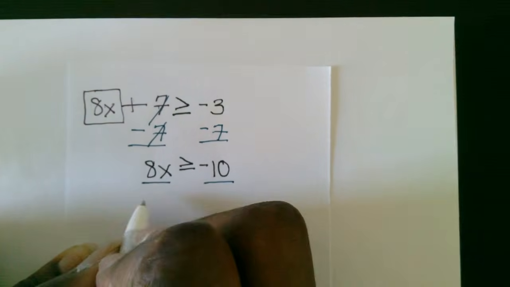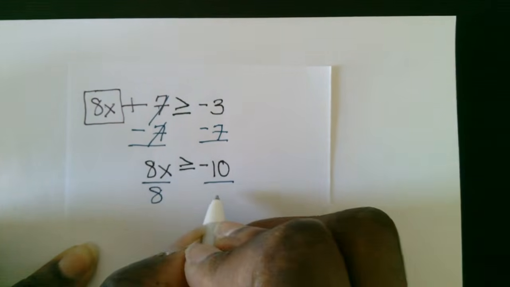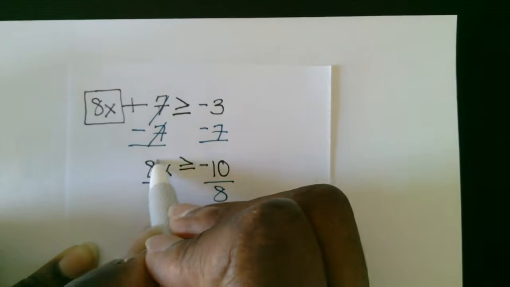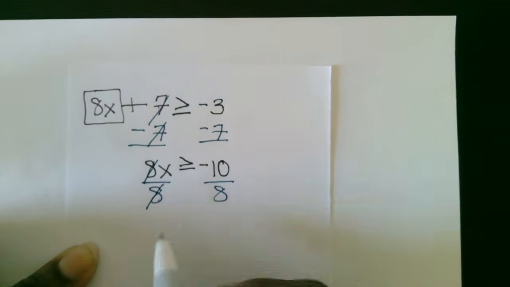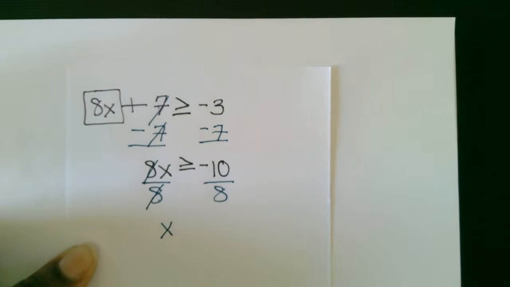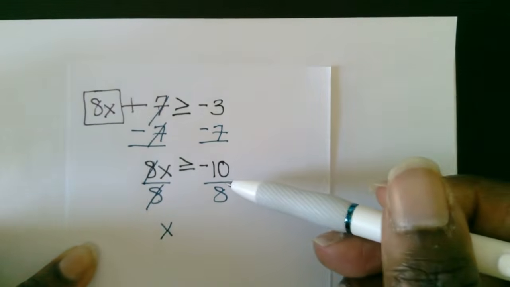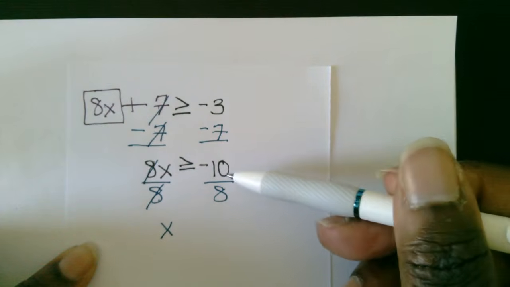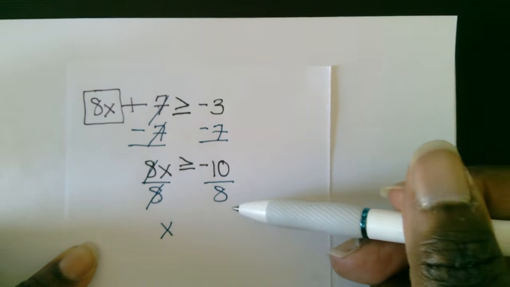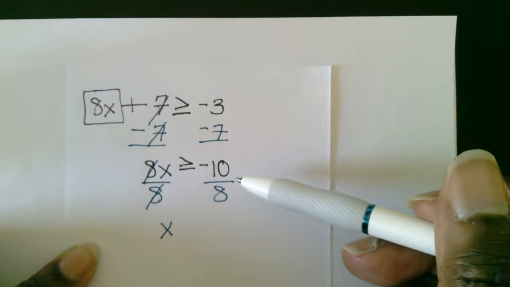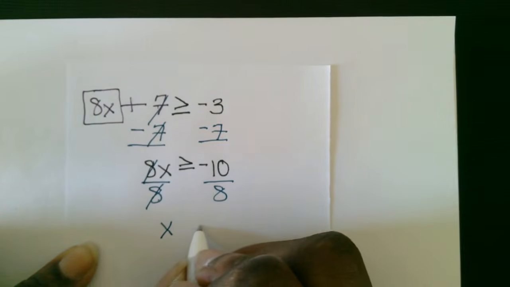We're going to divide both sides by 8. 8 divided by 8 will give us our 1. 1x and x means the exact same thing. So now we have -10 over 8. If I divide this, this is going to give me a lovely little decimal. Let's keep it as a fraction. So it's still going to remain negative.